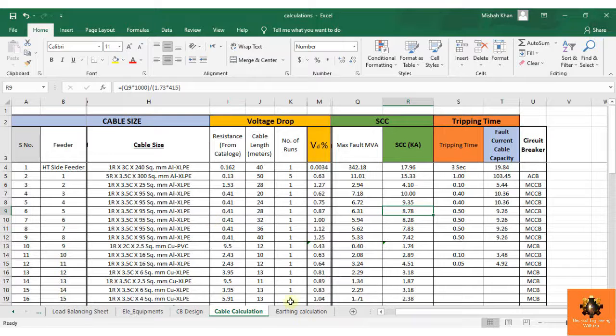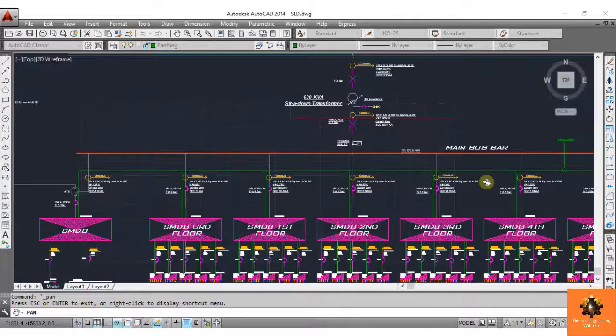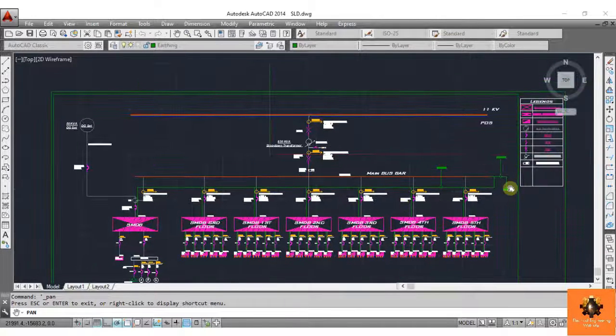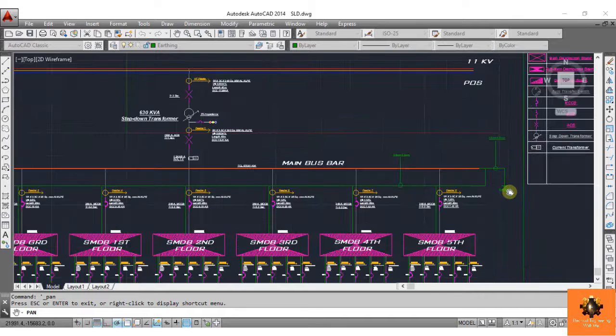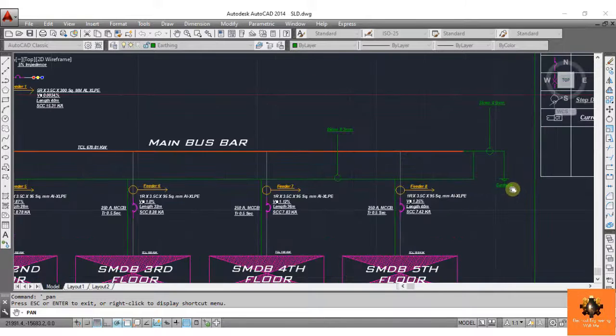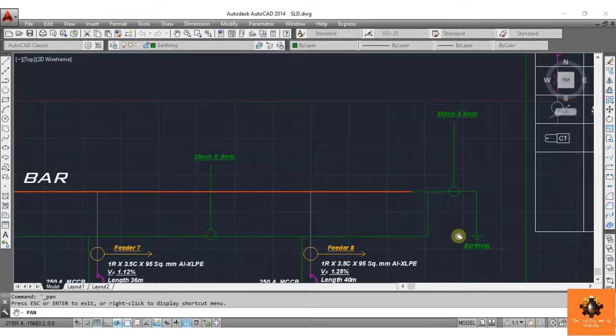Okay, next we have earthing. Generally, earthing system is used to protect the electrical system and human lives, and all the information with respect to the earthing, such as number of earthing pits, type of earthing, size of the earthing conductor, means complete information will be provided by electrical design engineer.